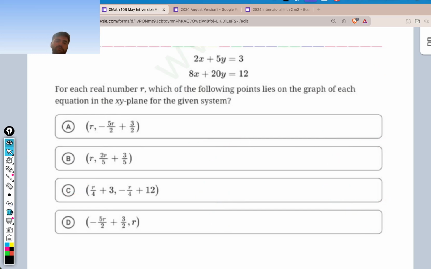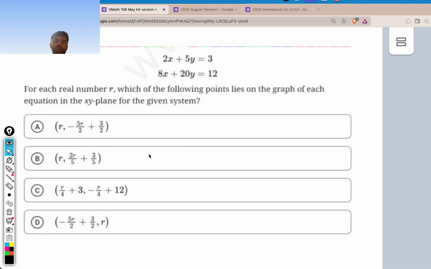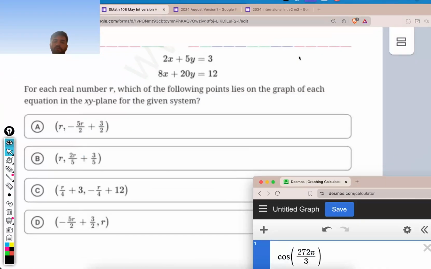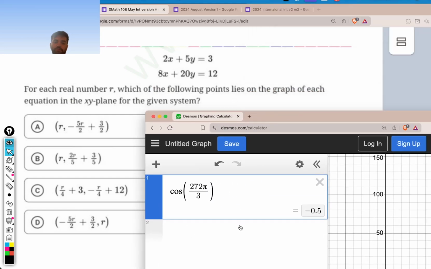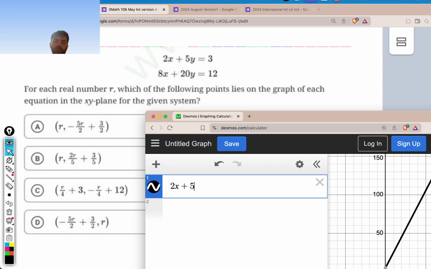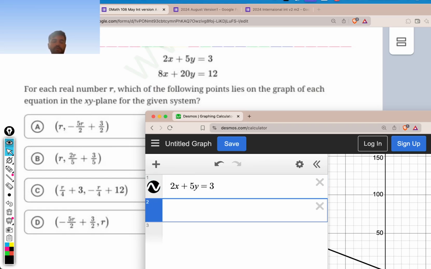Write this one to Desmos and find which is suitable for every value of r, which is correct for every value of r. 2x plus 5y is equal to 3. And answer is actually here, D. I am just writing D here, you can check all of them.